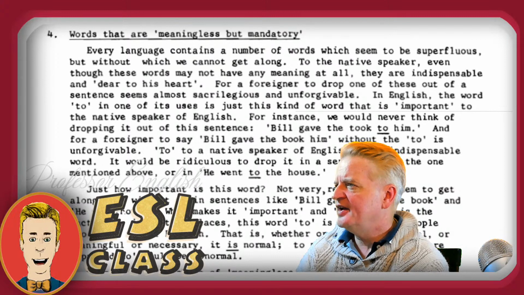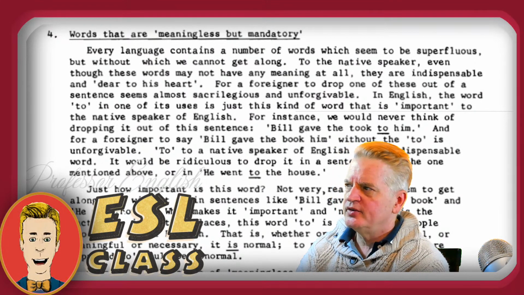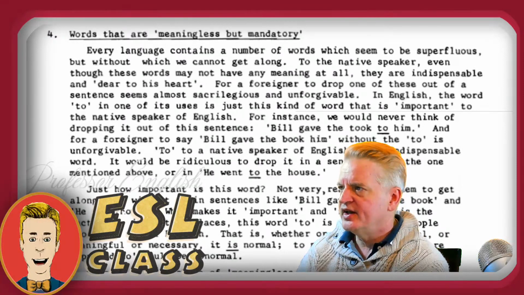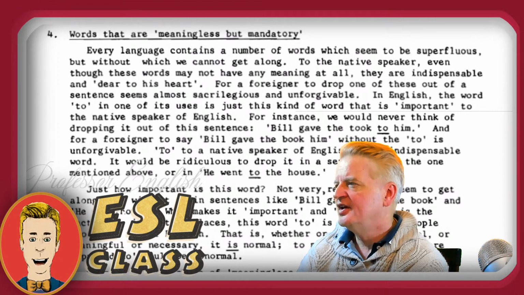Every language contains a number of words which seem to be superfluous, but without which we cannot get along. To a native speaker, even though these words may not have any meaning at all, they are indispensable and dear to his heart. For a foreigner to drop one of these out of a sentence seems almost sacrilegious and unforgivable.